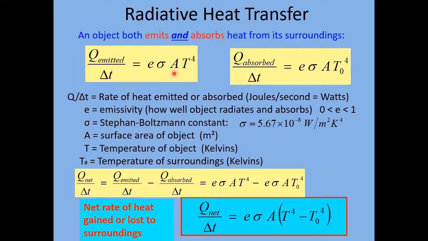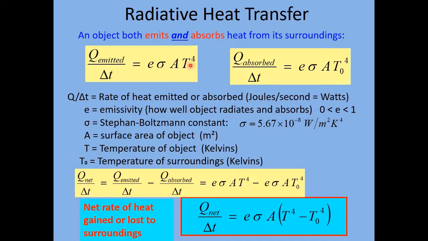A is the surface area of the object in square meters, okay? And T is the temperature of the object in kelvins. So these two, E and sigma, are both constants. So you can see that the rate of heat emitted really depends on two things: how big the object is and how hot the object is. Larger objects give off more heat because there's just more surface area that can radiate, and hotter objects obviously are going to give off more heat.